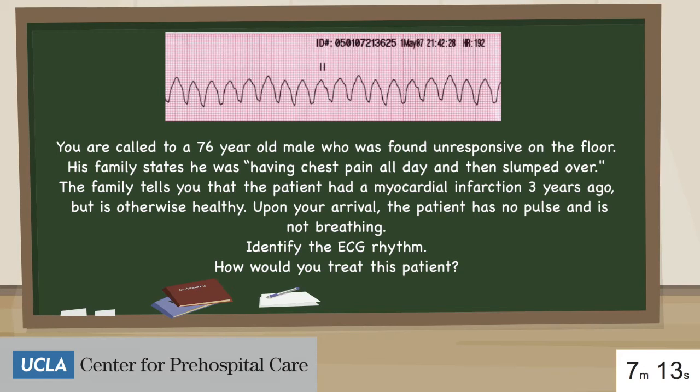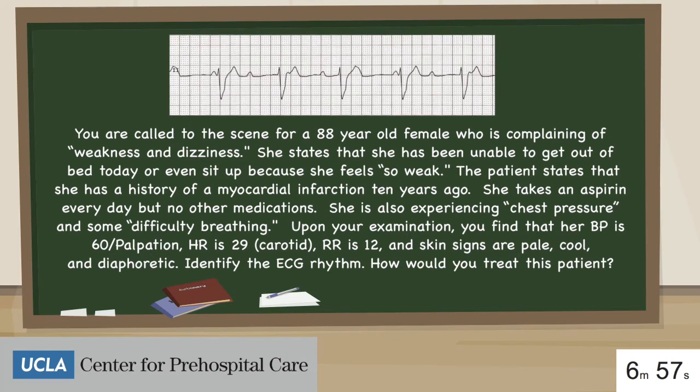We're going to give 1 milligram of 1 to 10,000 epinephrine IV and repeat that every 3 to 5 minutes. We're also going to give 300 milligrams of amiodarone IV and follow that 3 to 5 minutes later with 150 milligrams of amiodarone. Next, scenario number 2.